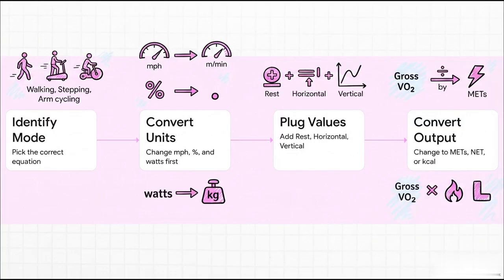And step 4, check what the question actually wants. Your formula just gave you gross VO2. Do they want METs? Divide by 3.5. Do they want net? Subtract 3.5. Do they want calories? Find the liters of oxygen and multiply by 5.